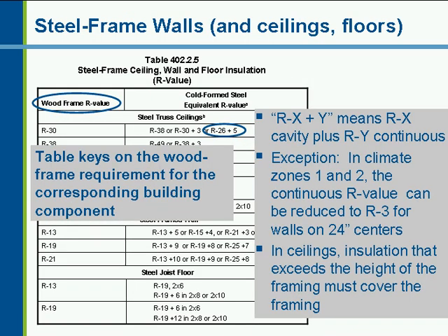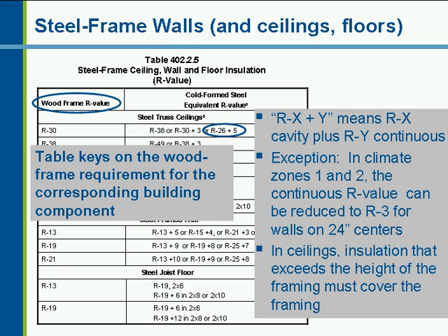With regard to steel frame walls, there's a separate table. There's no column in the R value table related to it. You'll notice there are several categories in this table for ceilings and walls and floors. But the important point to understand this table is it's all based on the wood frame R value requirement from the previous table, from the R value table.